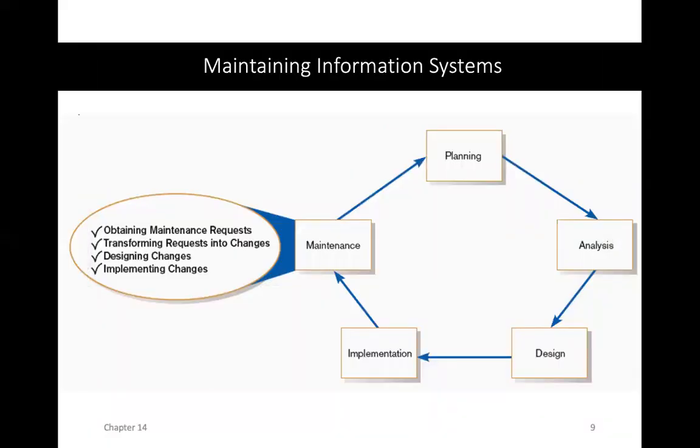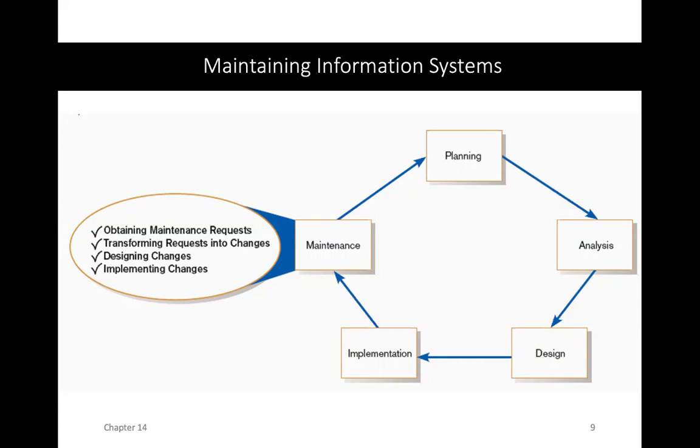But now let's move back into maintaining information systems. So what are we going to be talking about today? We're going to be talking about obtaining maintenance requests, transforming requests into changes, designing changes, and implementing changes. So what's this obtaining maintenance requests? This formal process used by our user community to submit system change requests. We have our system in place. We need to make changes to a live system. How do we go about doing it?